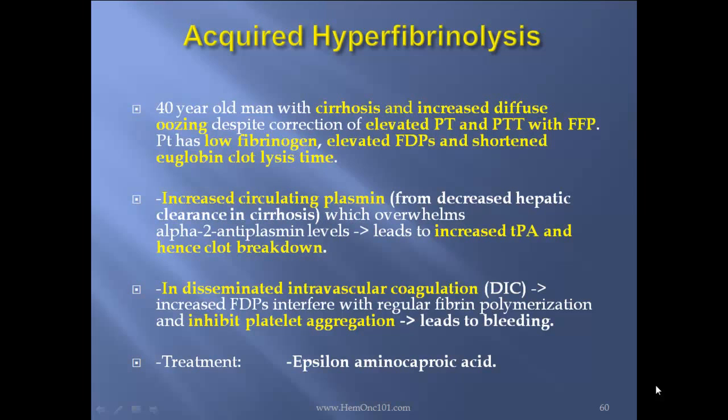In DIC, the increased FDPs interfere with regular fibrin polymerization and inhibit platelet aggregation as well, leading to bleeding. So the treatment of acquired hyperfibrinolysis is aminocaproic acid, which reverses the clot breakdown.